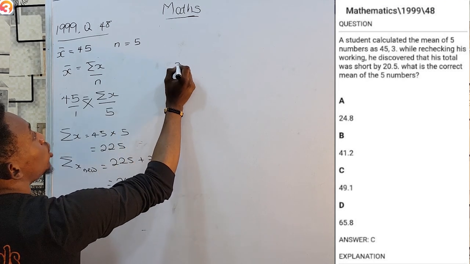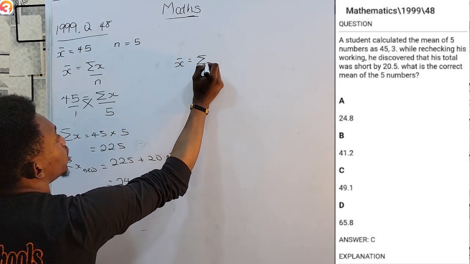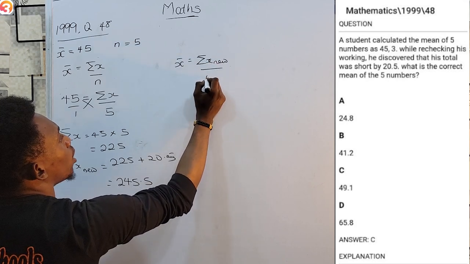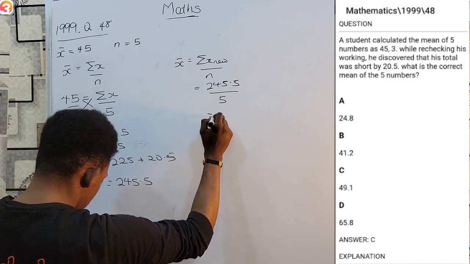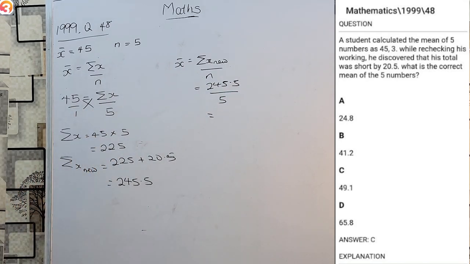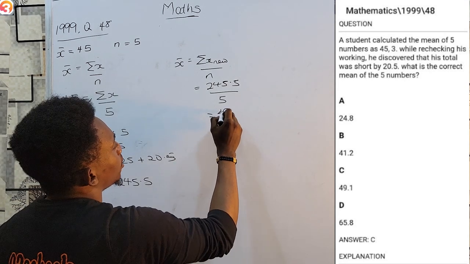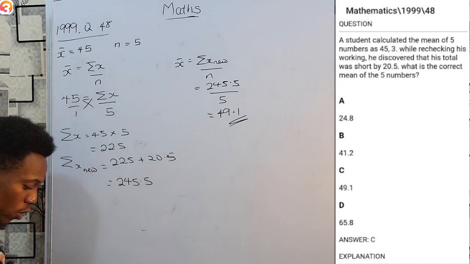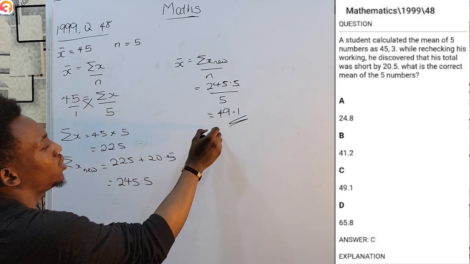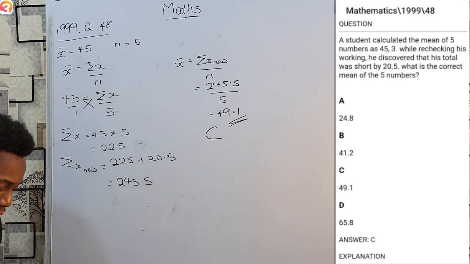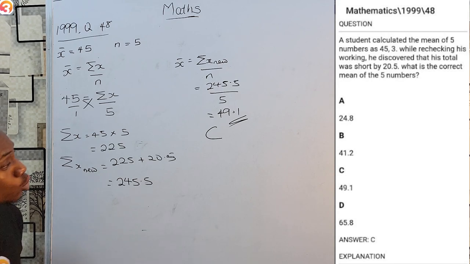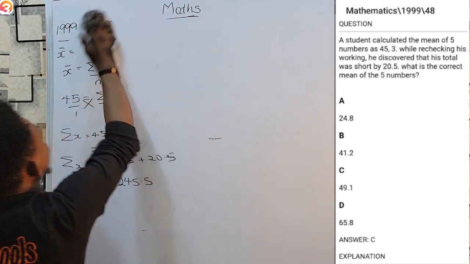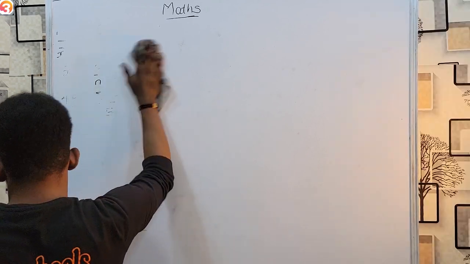Notice no new data was added, it's still just five numbers. So of course, the new mean must become the new sum over n, which is 245.5 over 5. And as usual, let us just press our calculator. This is 49.1. Which, taking a look at our O3schools JAMB app, is option C. So please note, in some questions on mean, they give us stories like this, and we simply have to do the necessary analysis. So it's not difficult at all.